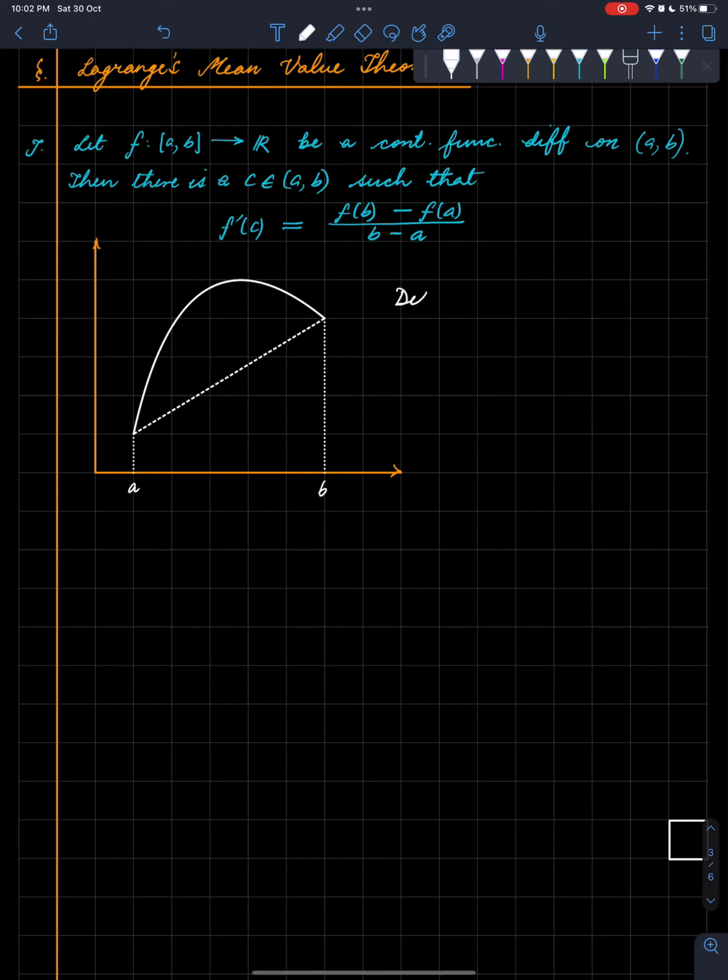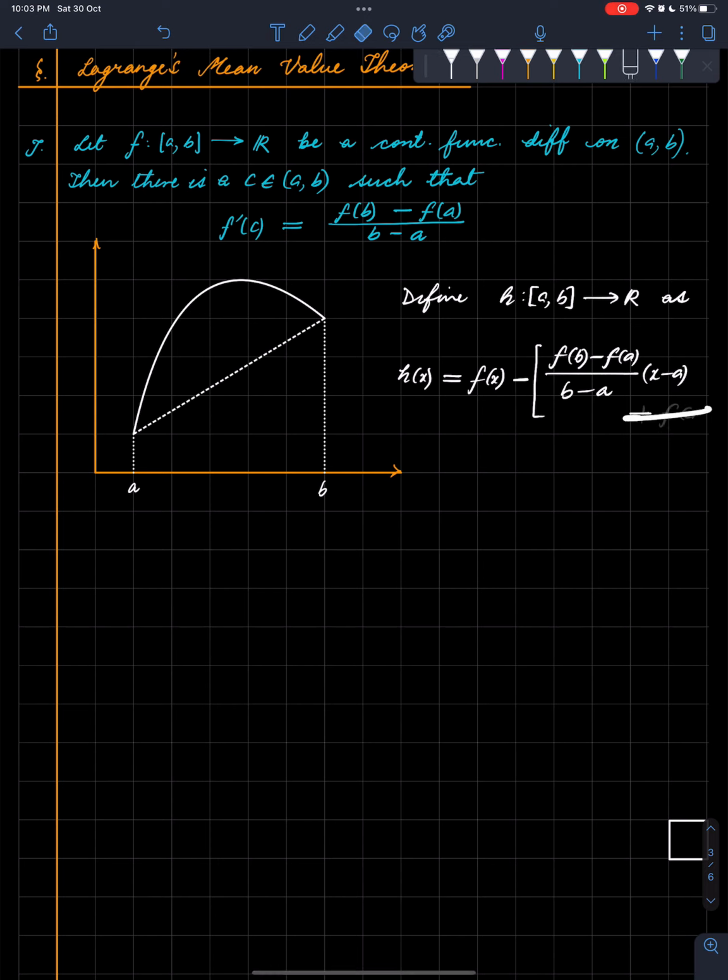So define h as h of x equals, and this we will have to understand, what am I writing, f of x minus f b minus f a upon b minus a into x minus a plus f a. So maybe I should write plus f a this way so that there is no confusion.